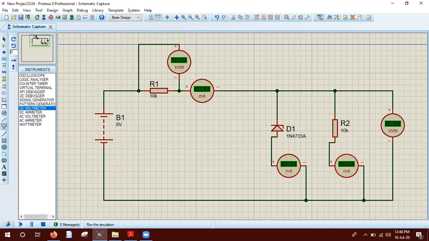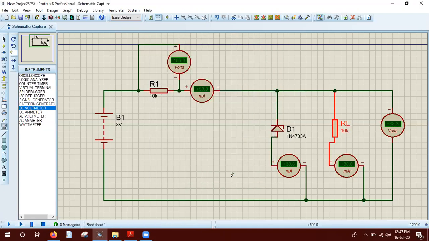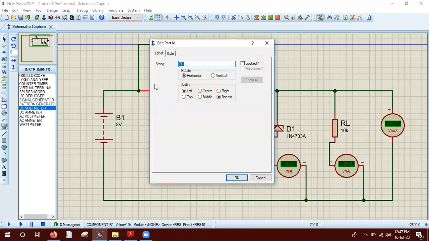So let me play the simulation. Please give it time, my PC is very slow. You see that, my students? Can you see the voltage? Yes, sir. See that the input voltage is 8 volts, and there are two resistances, one is R1, one is R2. Let me make R2 RL. That will help us for better understanding. And this R for R1.